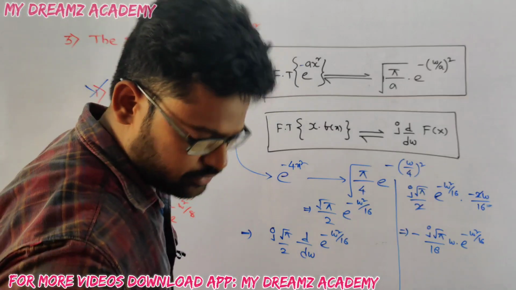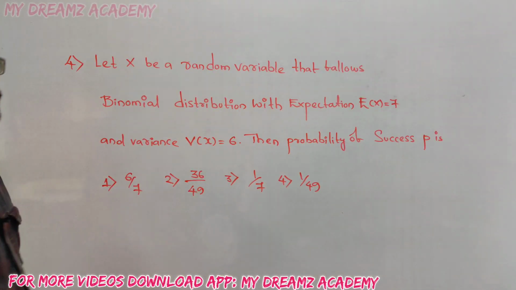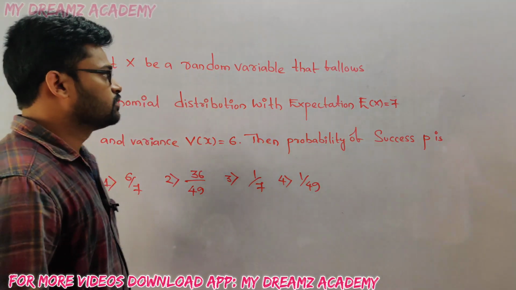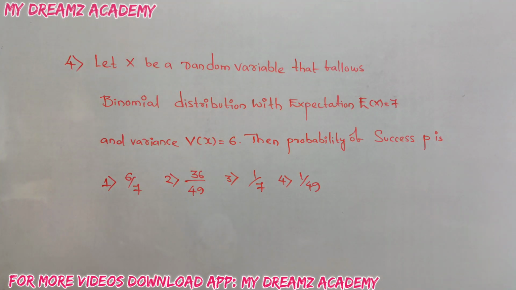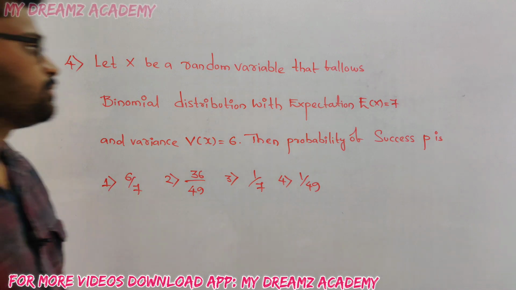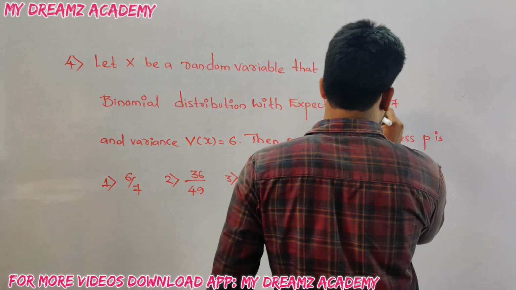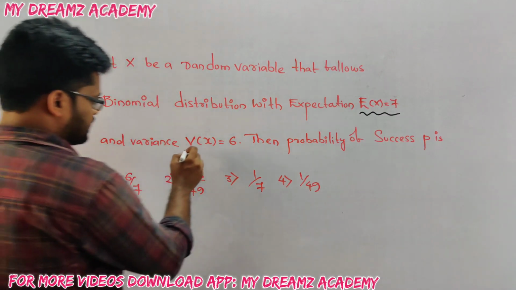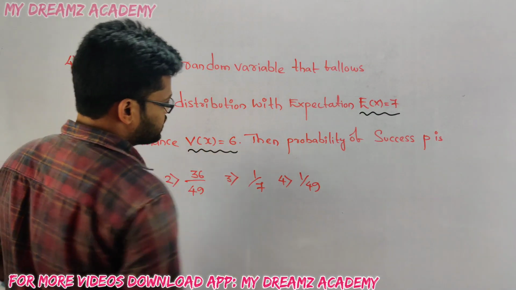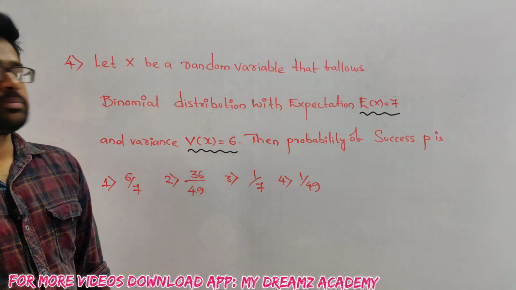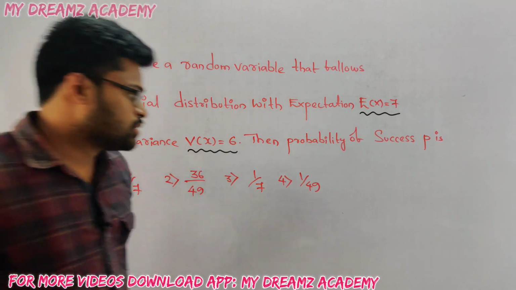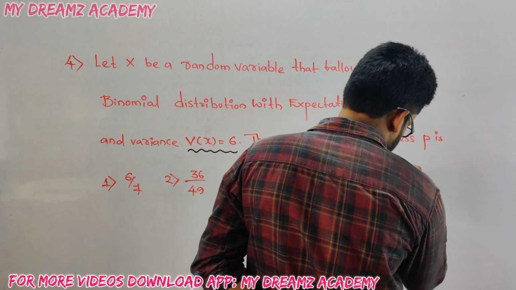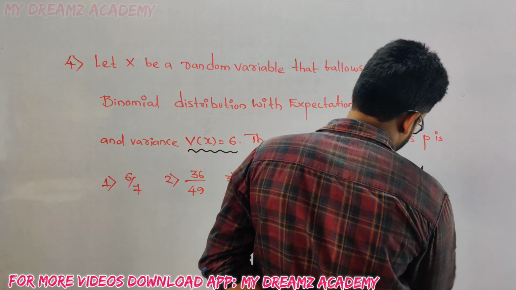Now we are going to see the fourth question. The fourth question is: let x be a random variable that follows a binomial distribution with expectation 7 and variance V of x equal to 6. We need to calculate the probability of success. So first of all, success plus failure will give 1.